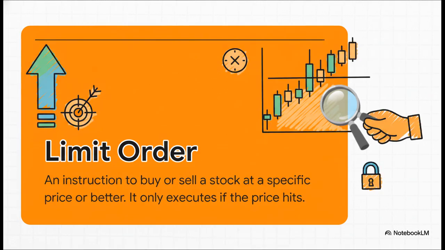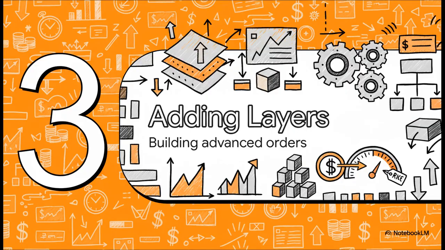Now, the limit order. This is your tool for absolute precision. You are in the driver's seat. Say you like a stock that's trading at 100 rupees, but you'd love to buy it if it ever dips to 95. You just place a limit order at 95 and you can walk away. If and when the stock hits that price, the system will automatically execute the trade for you, even if you're not watching. It's control.